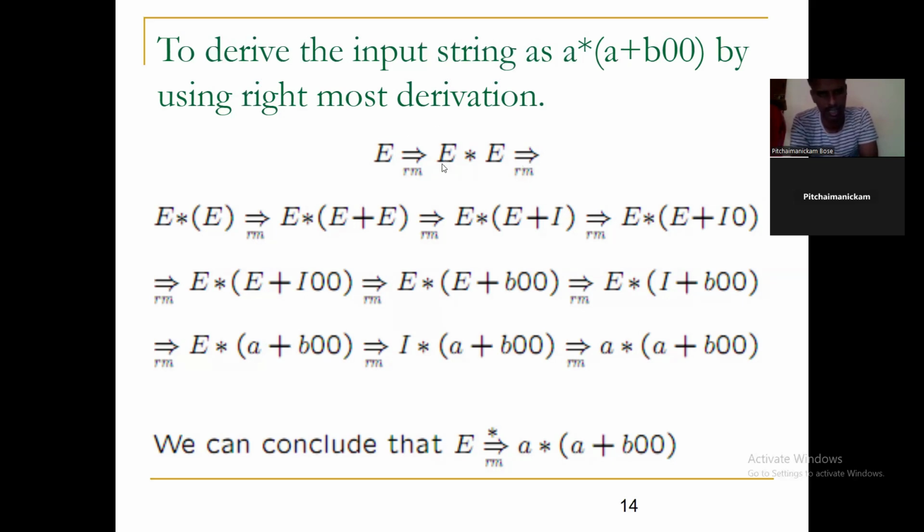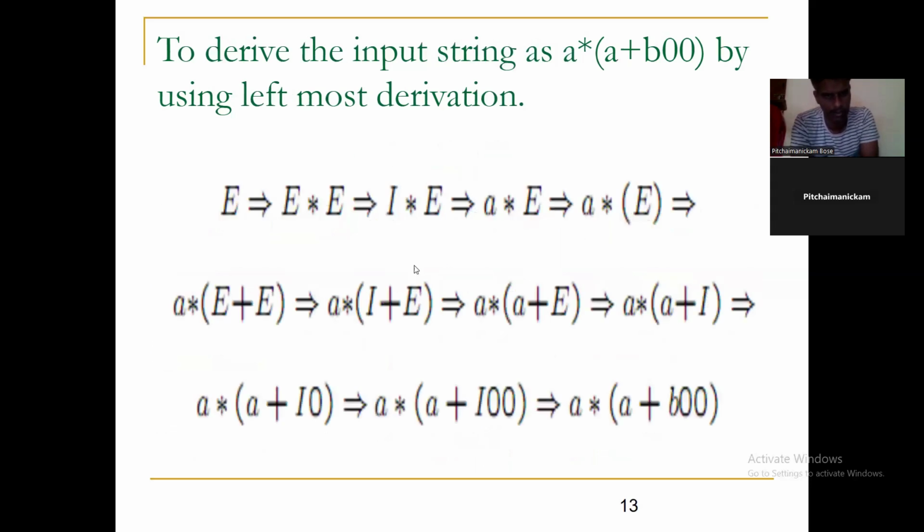So in the previous case, we took the left side. We started with the left side and replaced the variables by productions until we reached the input string w. And here we are taking the right-side E. So E can be replaced with within bracket of E. Again E star of within bracket of E plus E. And here E is the right-side variable. So E can be replaced with I, I can be replaced with I0. Again I can be replaced with I00. Here I is replaced with b0. So this is the difference.